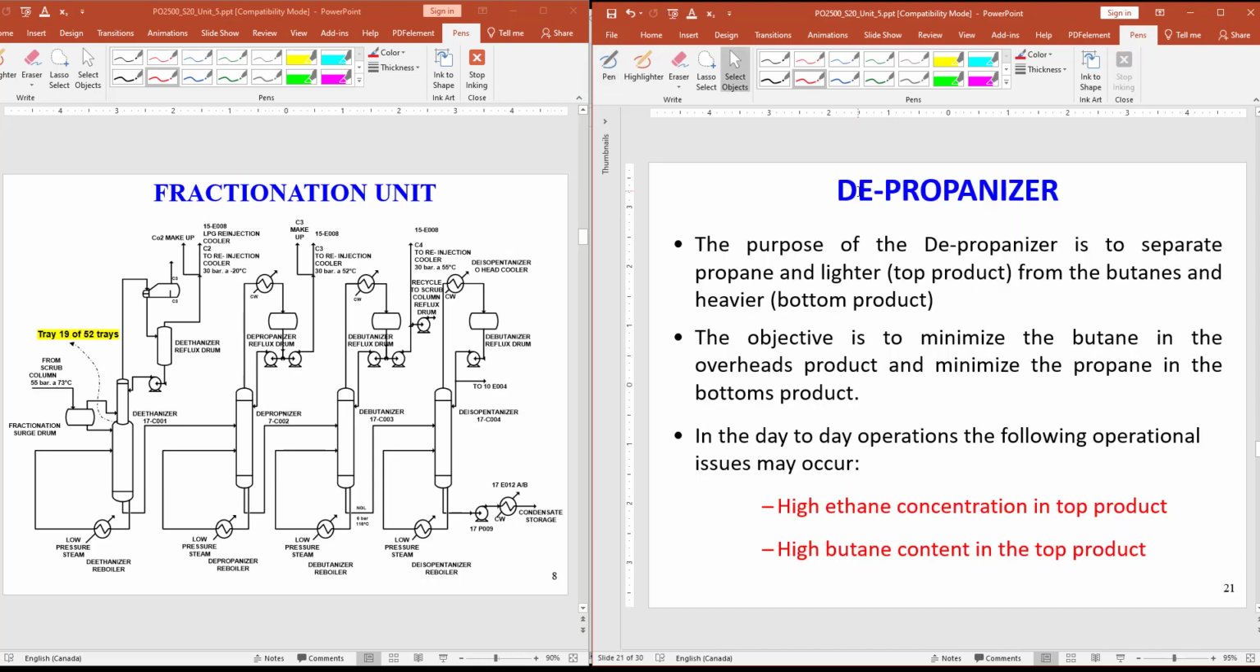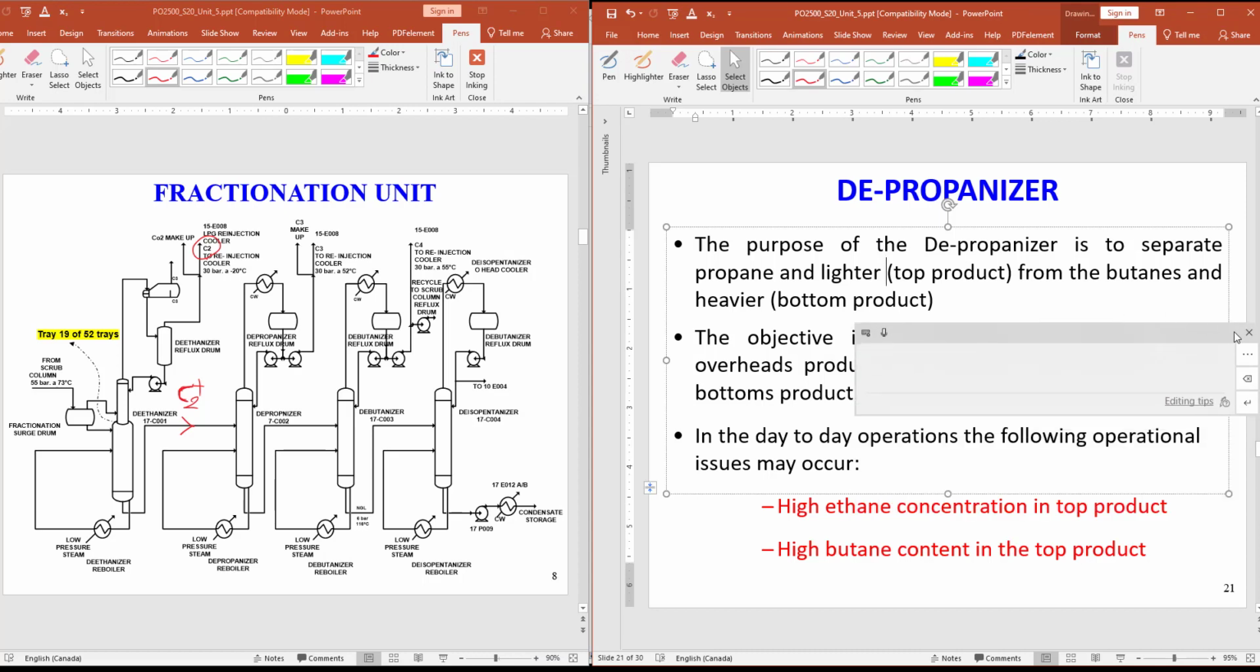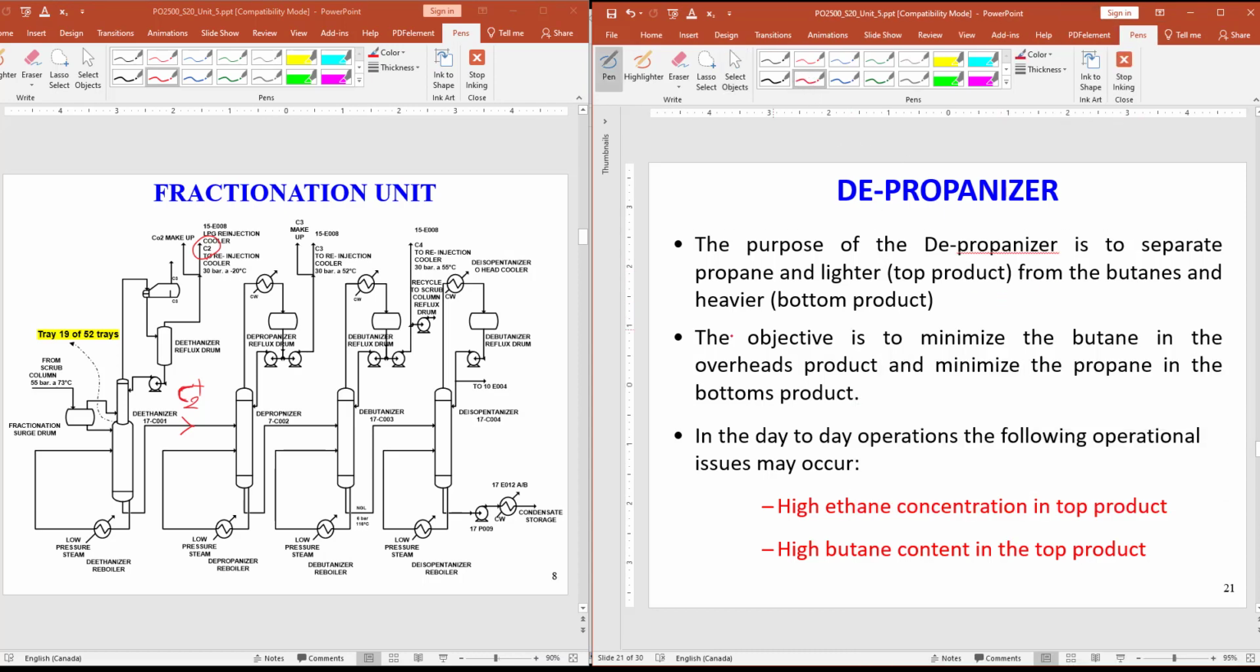Then after the de-ethanizer, we have the de-propanizer. We separate ethane here, and we send the heavier molecules, molecules heavier than ethane, like propane and butane, to the second column. So what is the purpose of this column, the de-propanizer? It is to separate propane and any lighter product at the top here, and butane and heavier product to the bottom. Here at the bottom you have molecules heavier than propane, like butane.